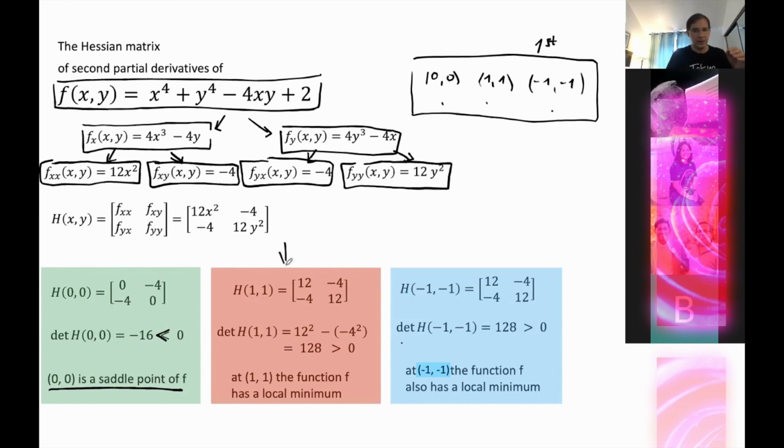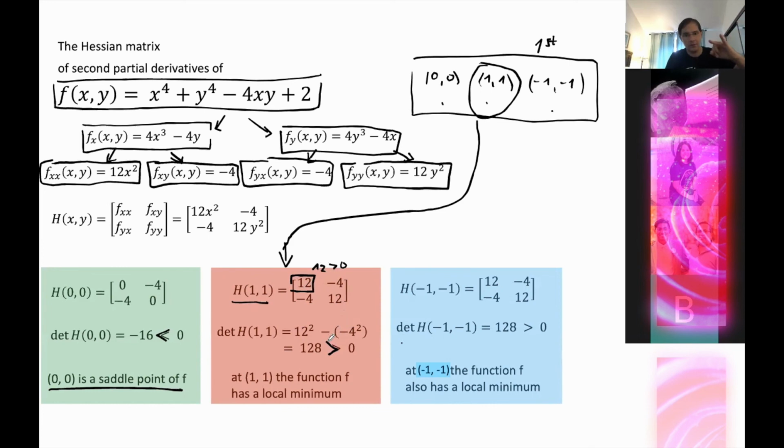Let's do the same with the other critical point. Now take the other critical point 1, 1, and evaluate the Hessian matrix H at 1, 1. So we have this matrix 12, negative 4, negative 4, and 12. The determinant of this matrix is 12 times 12 minus negative 4 squared. So that's 128. And this is a positive number. And also the 1, 1 entry of this matrix is also positive. The 12 is also positive. So because we have those two things, the 1, 1 entry of this matrix is positive, and so is the determinant of this matrix. Because of that, at this point 1, 1, the function f has a local minimum. So at this point, we have local minimum.